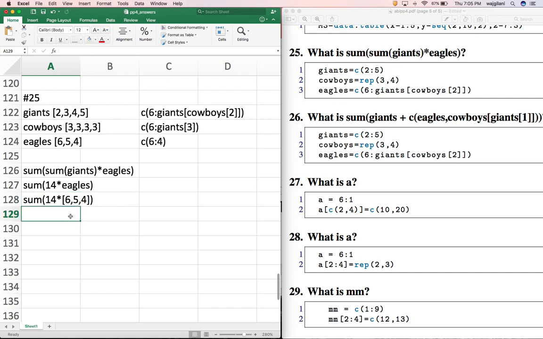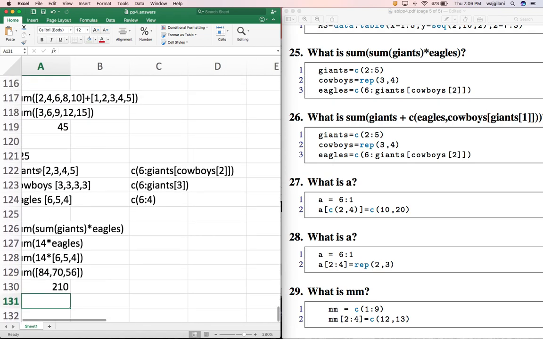Now here, within the sum, we have vector mathematics going on inside here. 14 times the vector 6, 5, 4. Now a number times a vector gives you a vector, right? So this now gives me a vector. That's going to be 14 times 6, which is 84, 70, 56, done. And the sum of these values gives me 210. Done. And that's number 25.